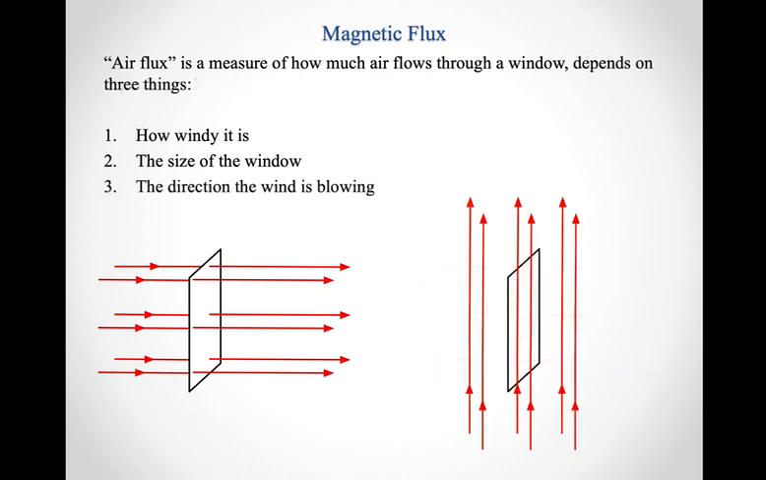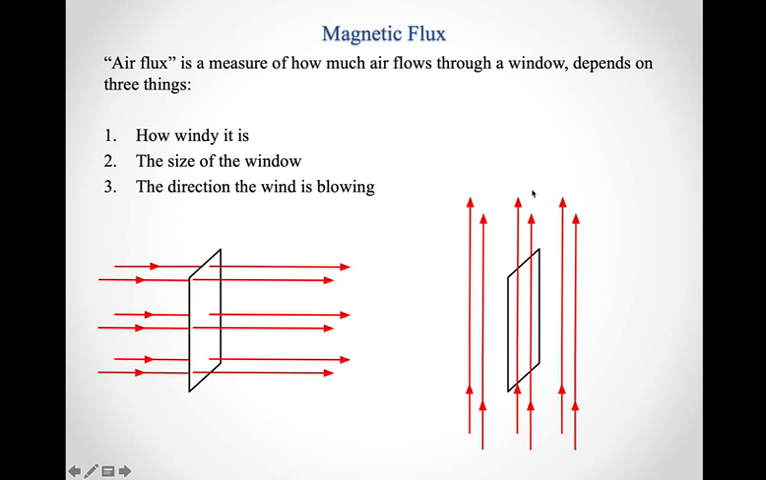The third thing that matters is which direction is the wind blowing. So think about two scenarios. In the picture on the left, the wind is blowing directly into the window. The picture on the right, however, is a situation where the wind, in whatever way we make this happen, is now blowing basically up the wall. So instead of blowing into the window, it's blowing past the window.